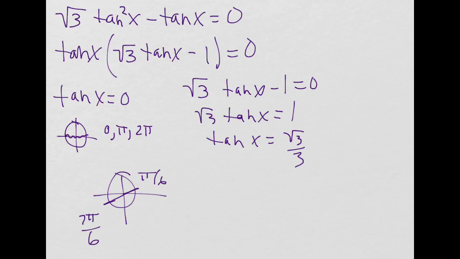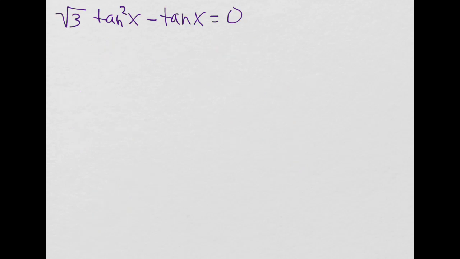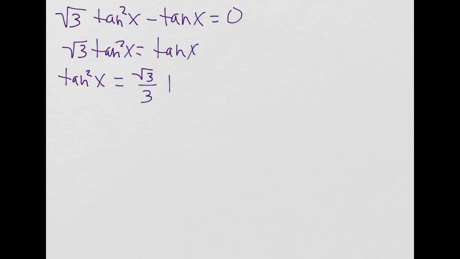Now I'm going to talk about the other way to solve this problem, or one other way to solve this problem. The way that I solved this problem was I went ahead and tried to isolate my tangent squared x. So to do that, I rewrote this as root 3 tan squared x equals tangent x by adding tan x on both sides. And then I divided by root 3, so I got tan squared x equals root 3 over 3 tan x. And now you just got to do a little thinking, which I think is fun.